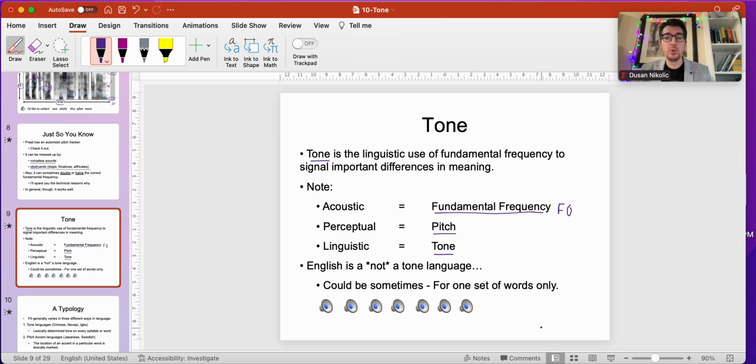That's something you will do with the tone assignment very, very soon, or you maybe have already done it, but I'm joking, you did not. You will do it, of course.